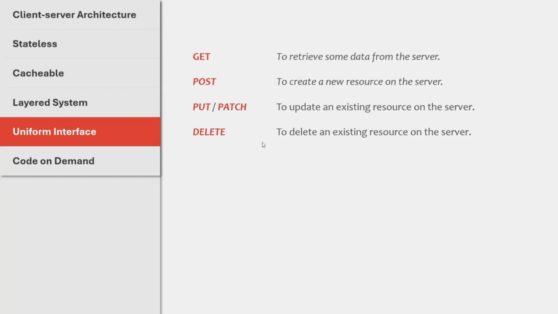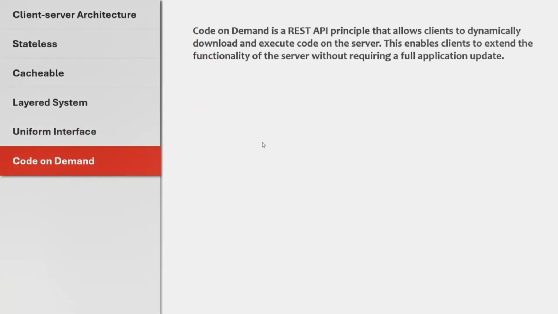All right. And finally, we have this code on demand. So this principle is optional, and this principle allows clients to dynamically download and execute code on the server. This enables the client to extend the functionality of the server without requiring a full application update. Now, this principle is optional and it is something which we are not going to use. So that's why I'll not go into the details of this principle, but the main 5 principles which an API should follow to become a REST API are these 5 principles.